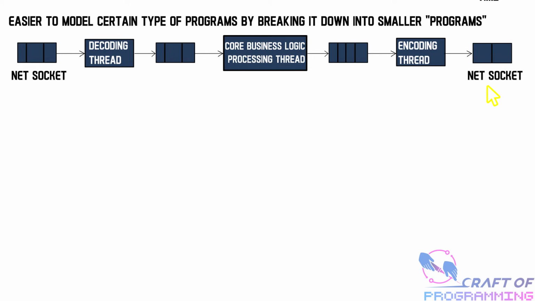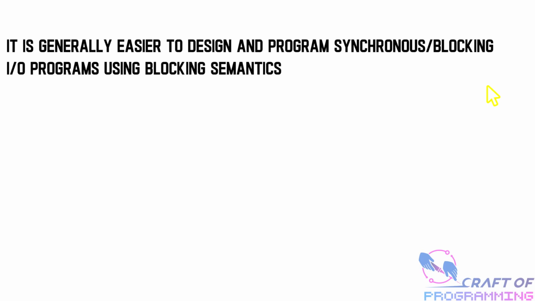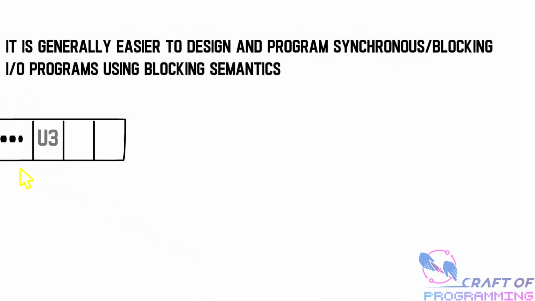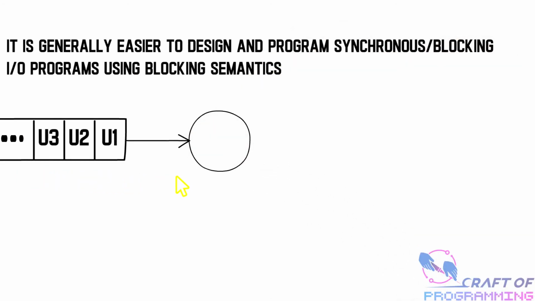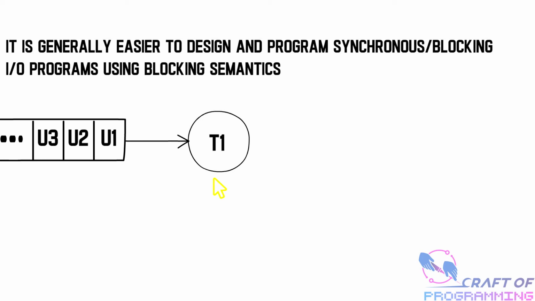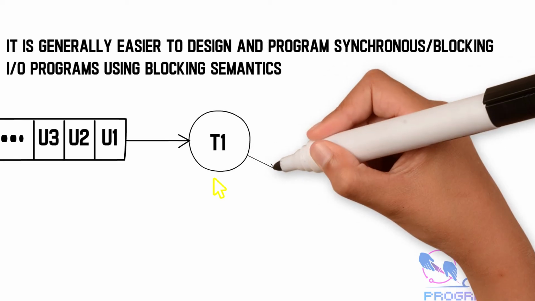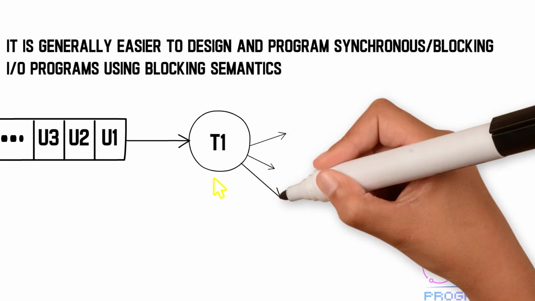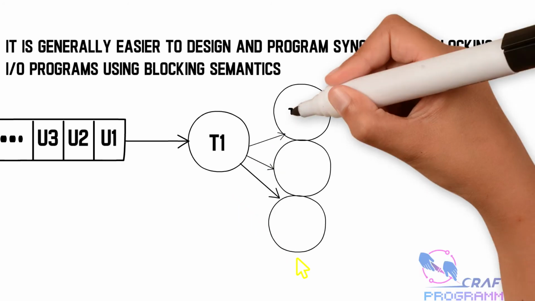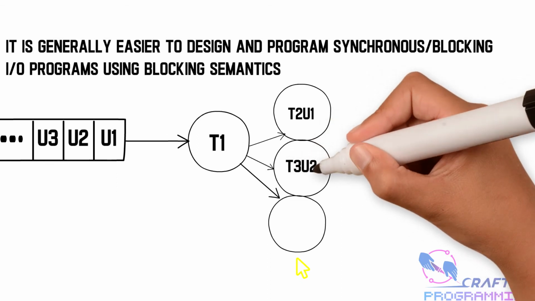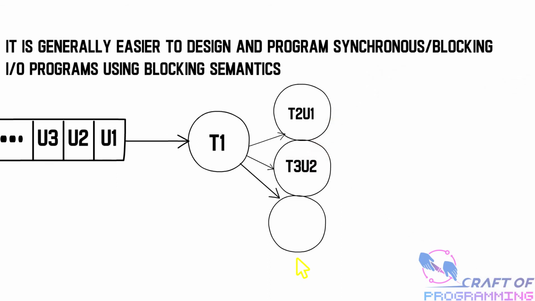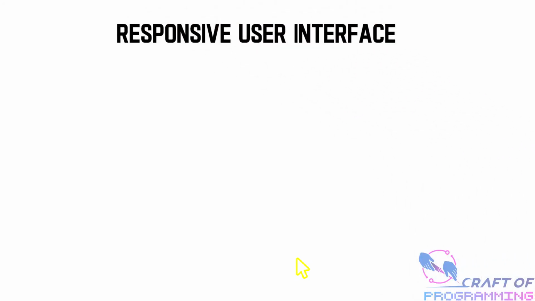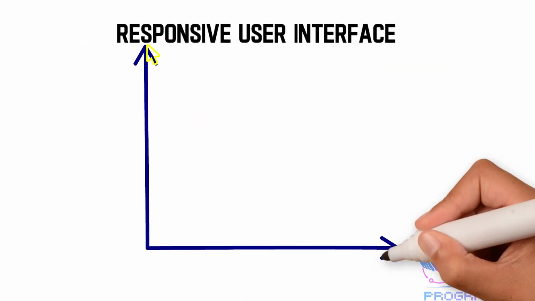Now, another benefit of threads is that it is generally easier to design and program synchronous blocking I/O programs using blocking semantics. You have here a network socket and a thread that is blocked waiting for requests to come in. When a request comes in, this thread hands over a client socket to another thread to handle that user session. Another request comes in from another user, this thread hands over a client socket to another thread that then handles this user's session requests, and so on and so forth.